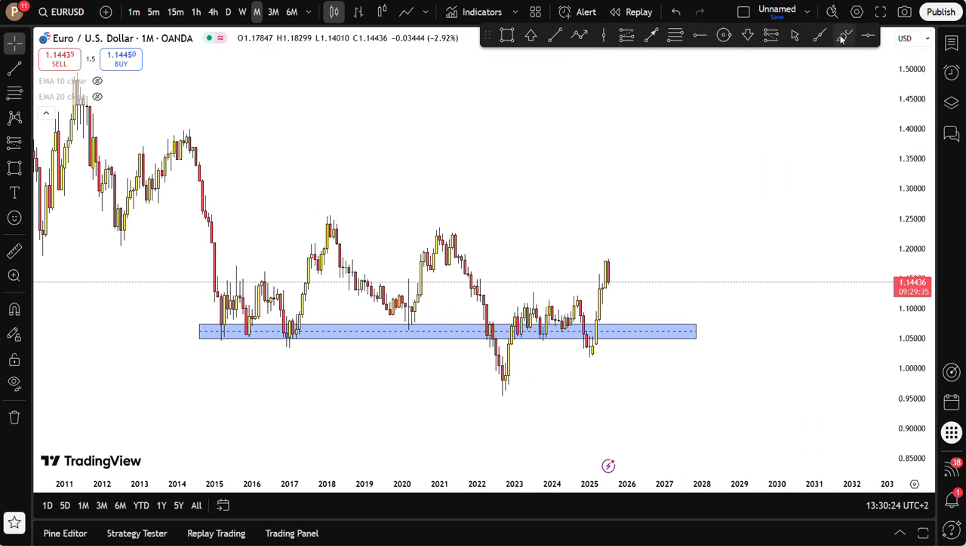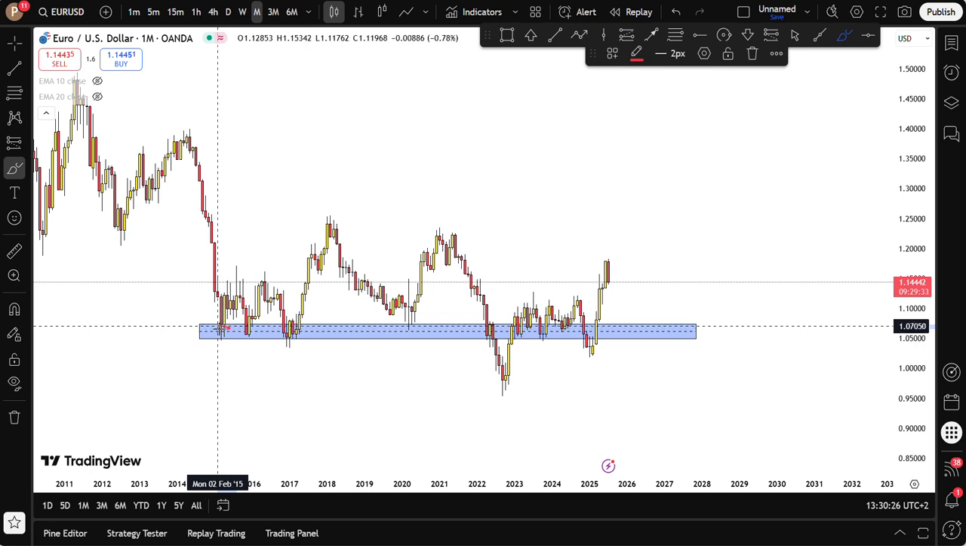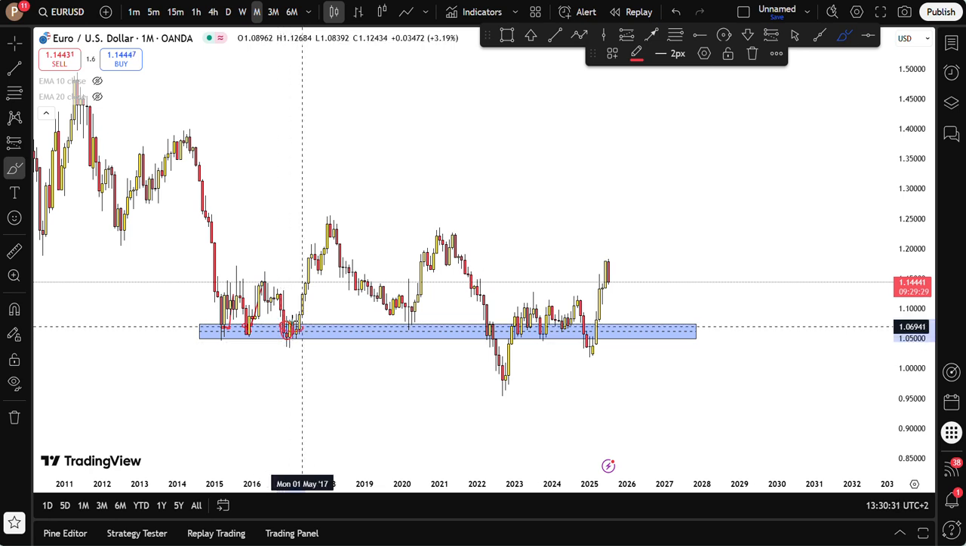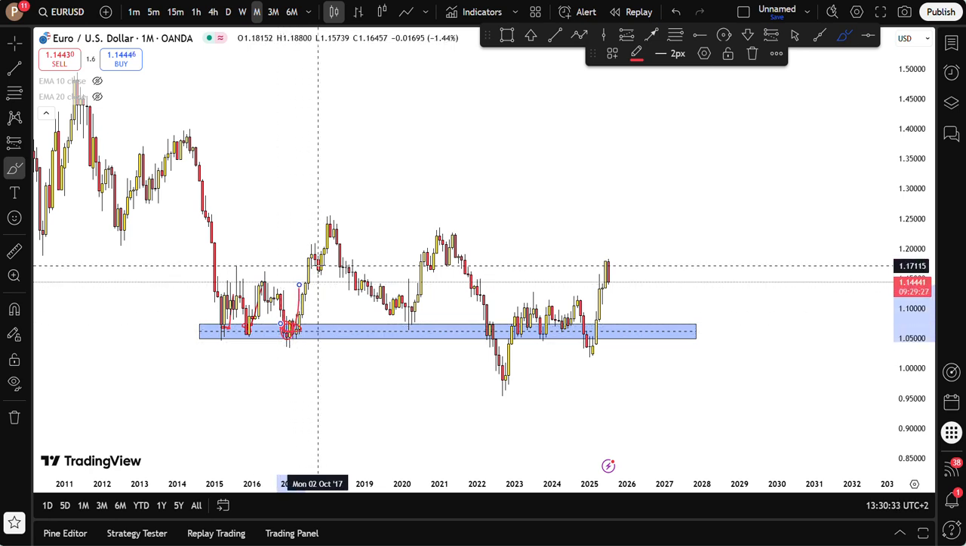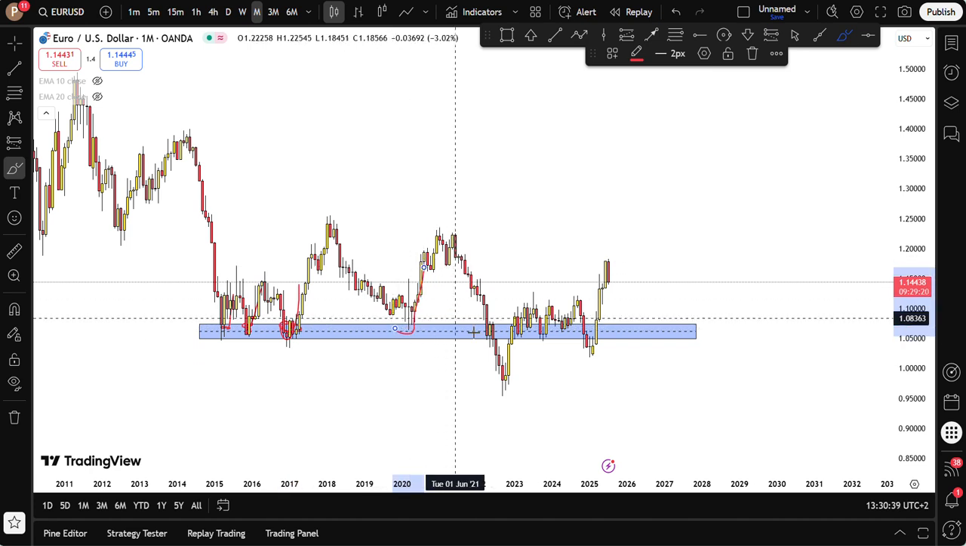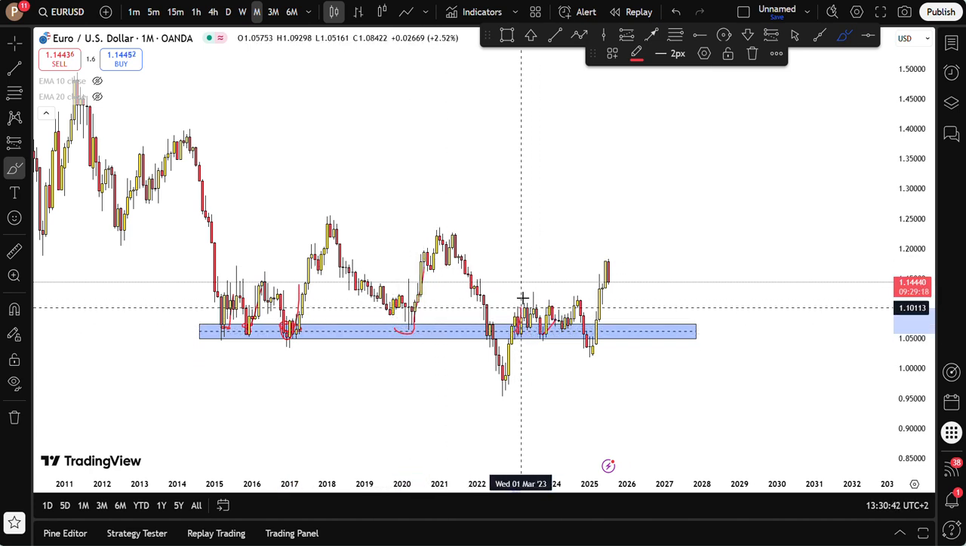As I've marked it out already, this support level here. See, because every time price got here, there was a rejection to the upside. So this indicates to us that this is a support level, right? All these rejections to the upside right here.